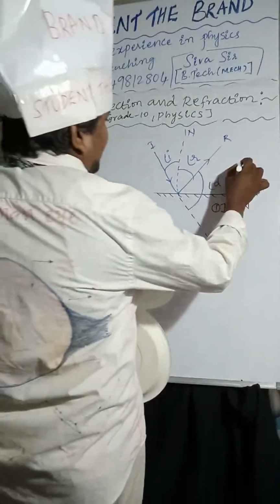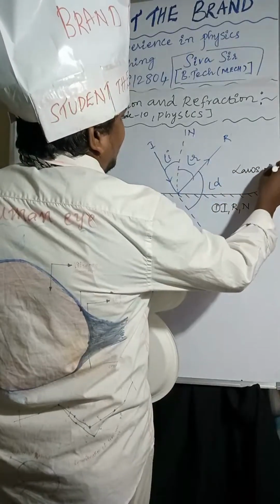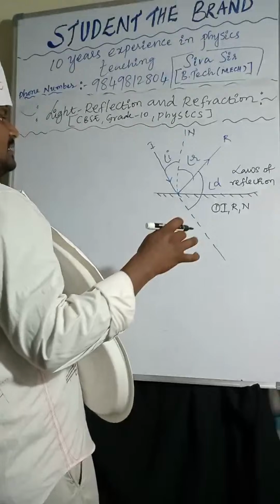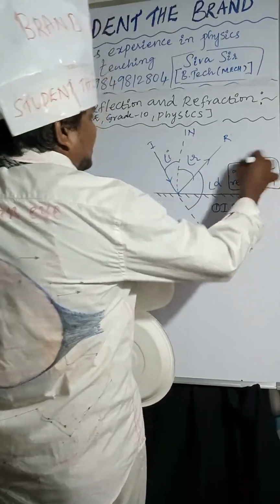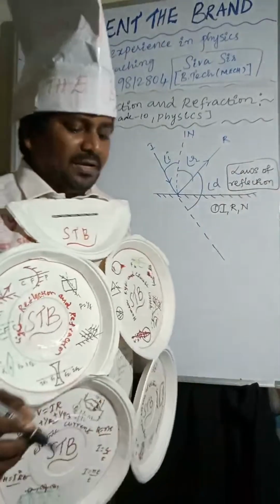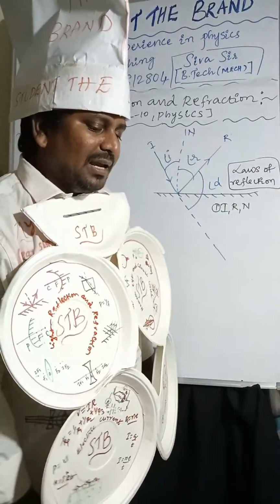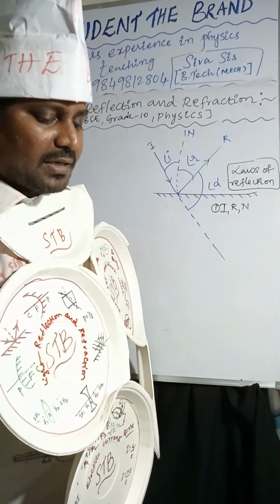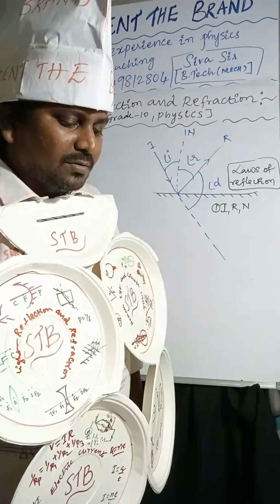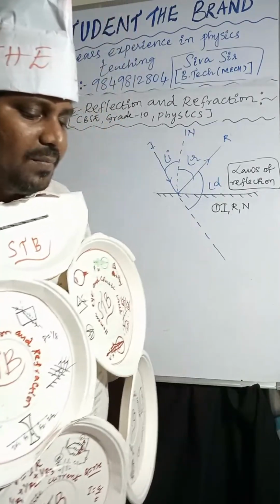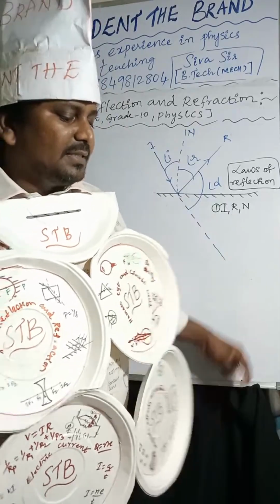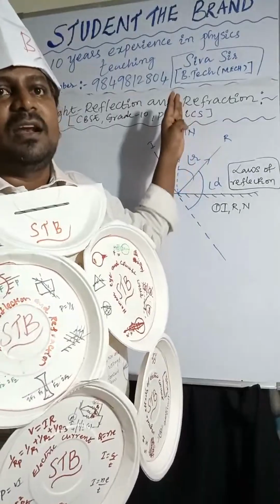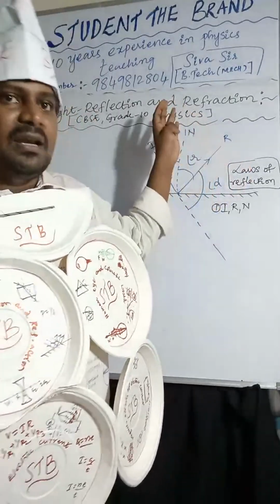Coming to the laws of reflection. The first law: the incident ray, the reflected ray, and the normal line lie on the same plane.